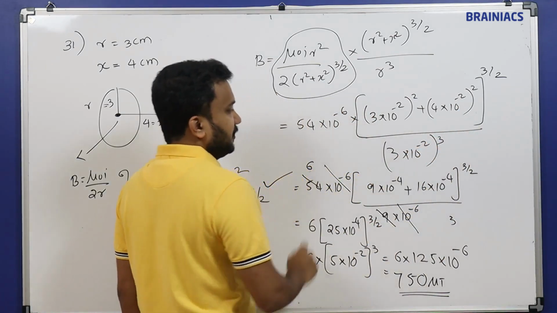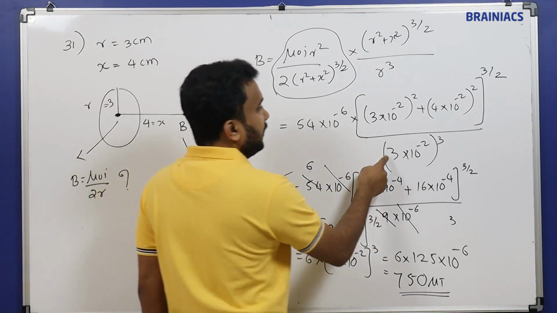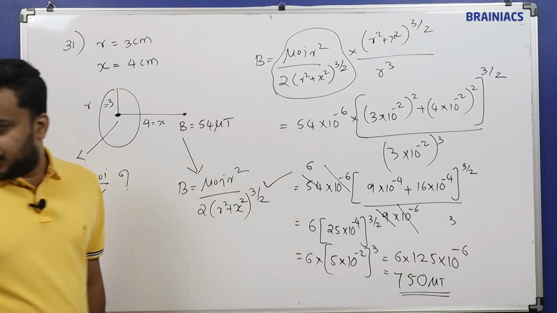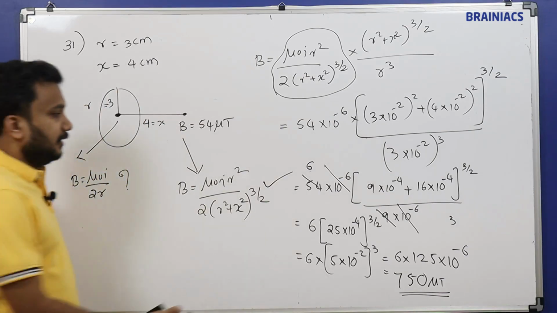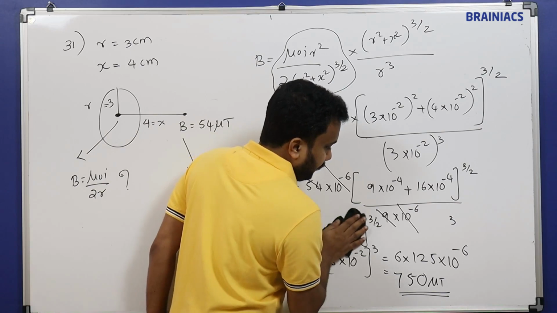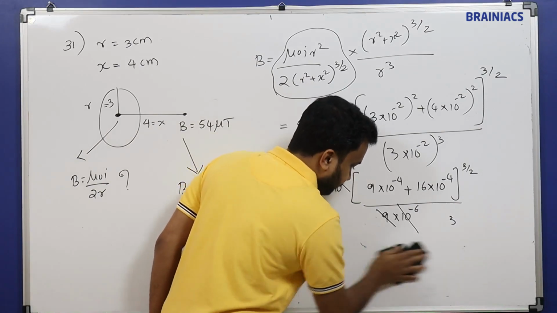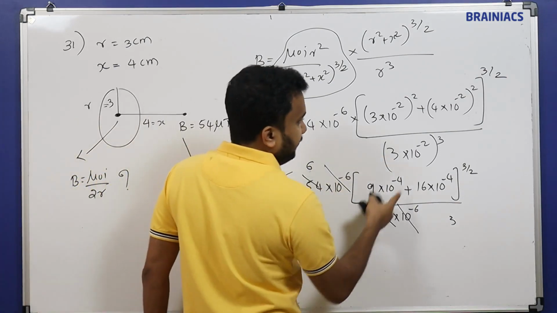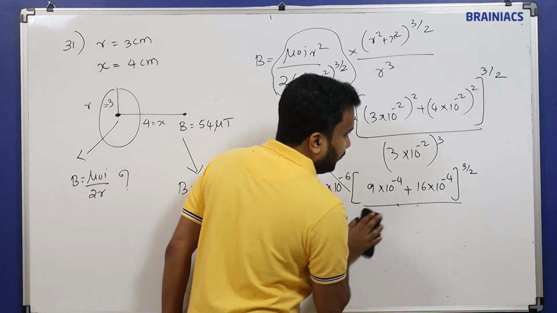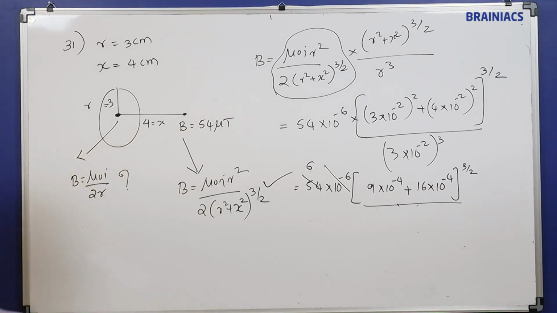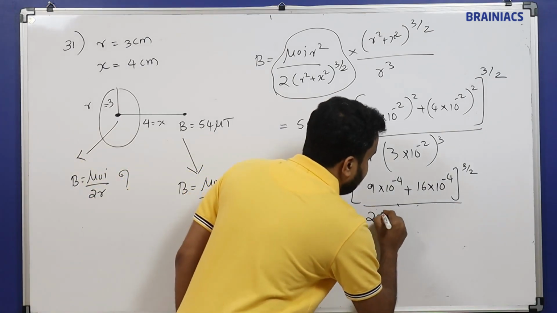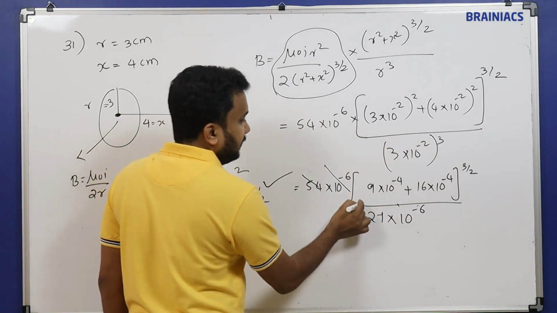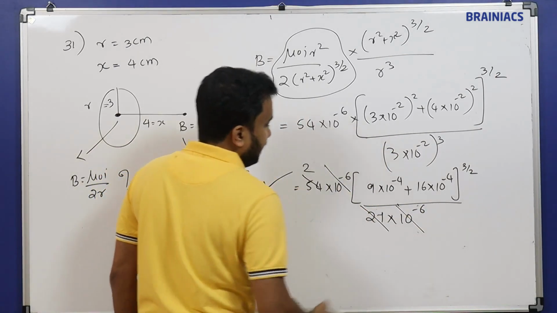Oh, here there is a mistake, right? Here I have to take 3 cube. Instead of this one I have taken 3 square. So there is a mistake I have made. I have to correct it. Okay, so sorry for that. In these steps, here 3 square 9 is not 3 square, it is 3 cube. 3 cube we have to write. So 3 cube is 27. Sorry for that. 27 into 10 power minus 6. So this will get cancelled. Now it becomes 2 and this will get cancelled.